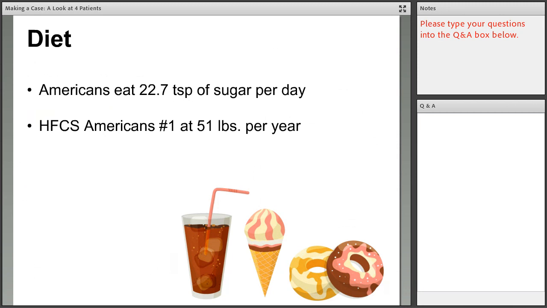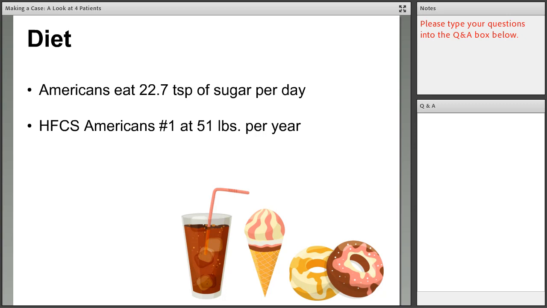Americans eat 23 teaspoons of sugar a day. And I always challenge people, go home tonight from this webinar and go to your kitchen, pull out the bag of granulated sugar, measure out 23 teaspoons into a baggie, and take it to work with you. Take a look at what that looks like because it's shocking, and take it with you. Have it to show to patients. This is what we're eating every day.